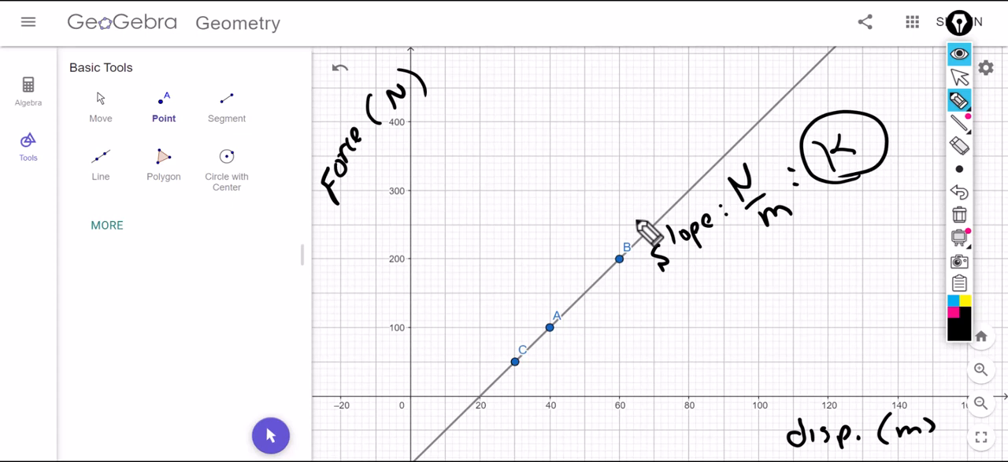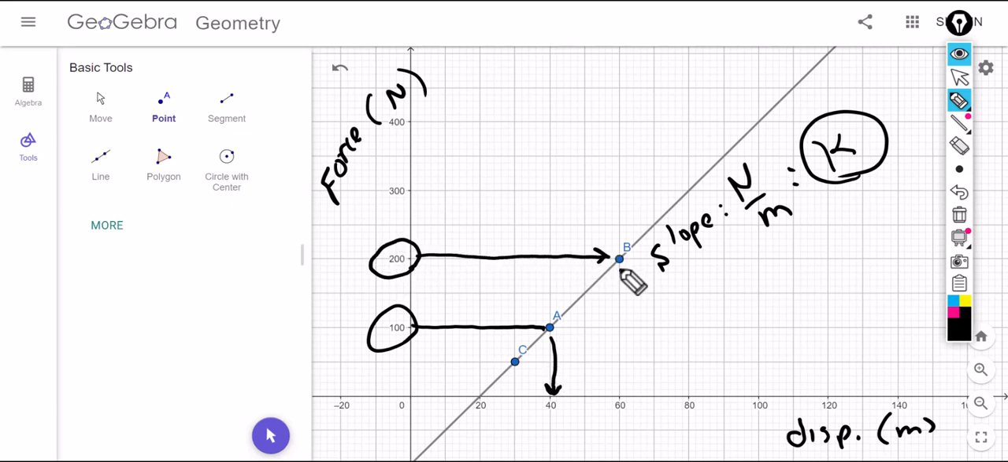The spring constant doesn't change its springiness or its stiffness. That's why it's called a constant. So regardless of what I apply to this, right? If I apply a 100 Newton force to the spring, it's going to displace 40. Or if I apply a 200 Newton force, it's going to go ahead and displace 60. So in this case, what would be responsible for a 30 meter displacement is going to be a 50 Newton force. And so our mystery weight or our mystery force is going to be 50 newtons.